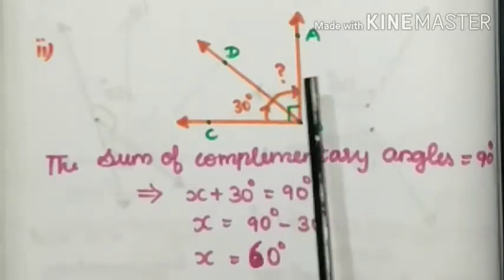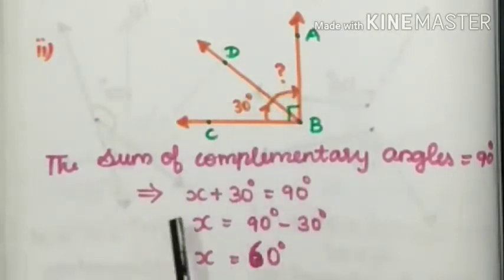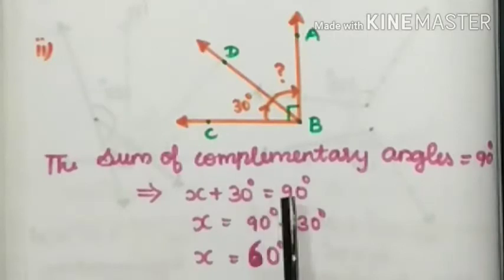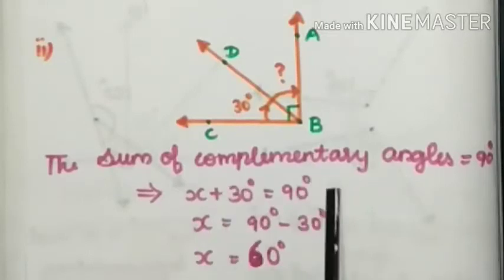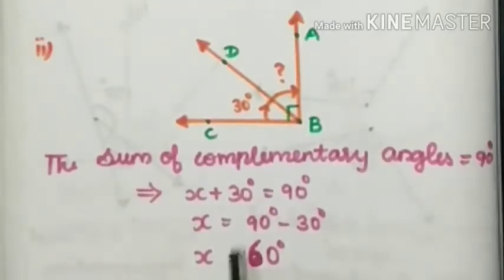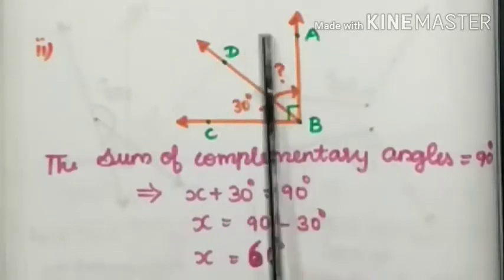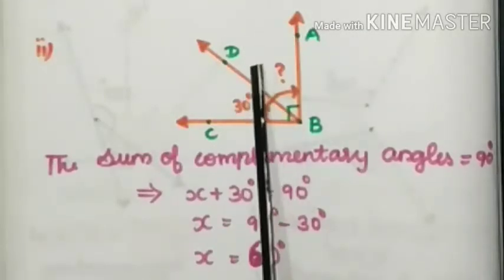Let us assume the unknown value as x. X plus 30 equals 90 degrees. You have to find the unknown value x alone. Plus 30 will go to the right hand side, which means it will change into minus 30. 90 minus 30 is 60. X value is 60 degrees. So DBA equals 60 degrees.